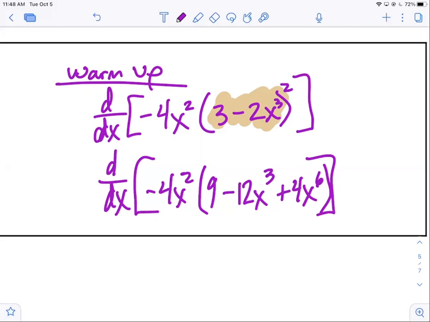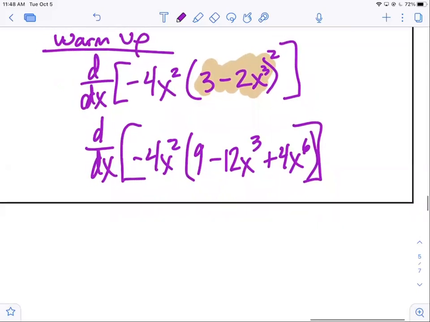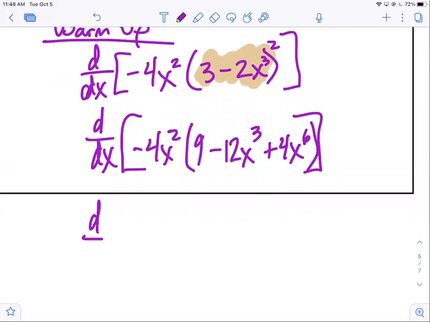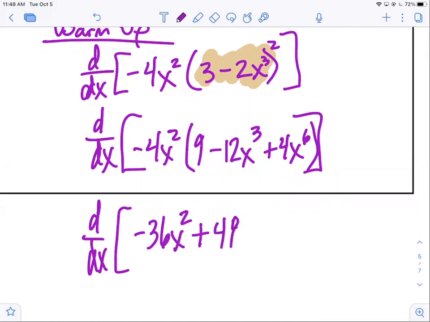Is that right? Yeah. When you square something, you double the exponent. All right. Now I'm putting d/dx again because I'm not ready to take the derivative, and I distribute. So negative 36x squared plus 48x to the 5th minus 16x to the 8th.